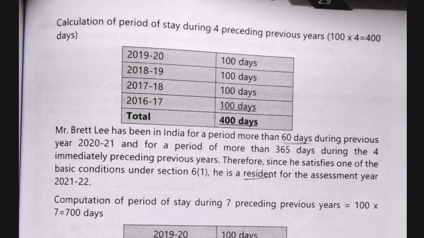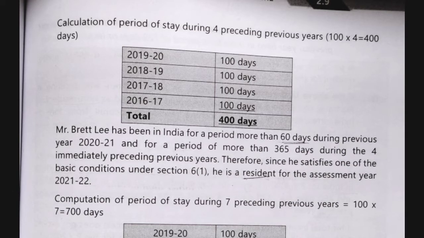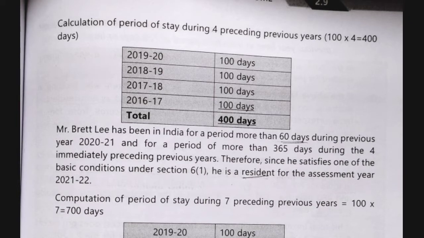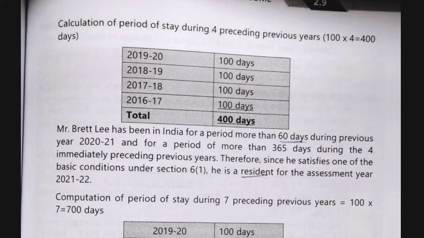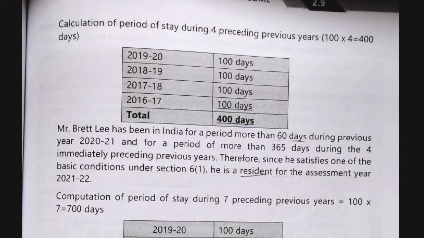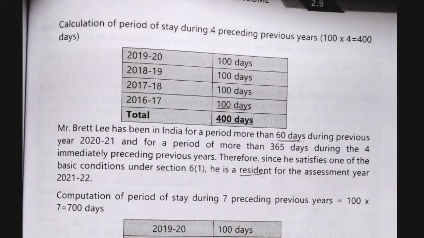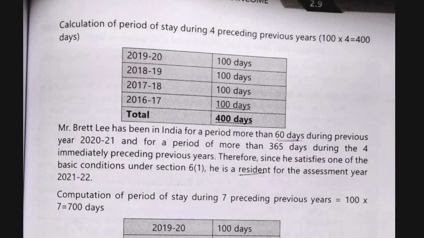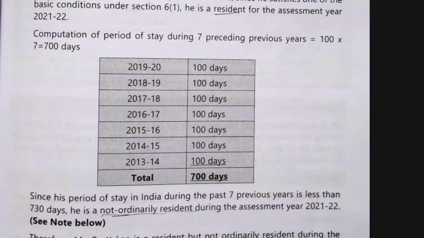And the second condition is that he must stay in India for 60 days or more during the current previous year and a total of 365 days or more during the 4 preceding previous years. So, since he stays in India for 100 days in every financial year, 100 into 4 is 400 days. So, he stayed in India for a total of 400 days during the 4 preceding previous years, which is more than 365 days. So, he is a resident during the current previous year.